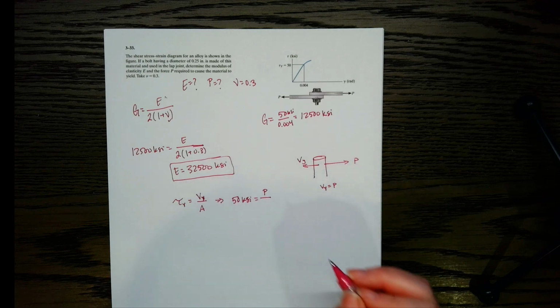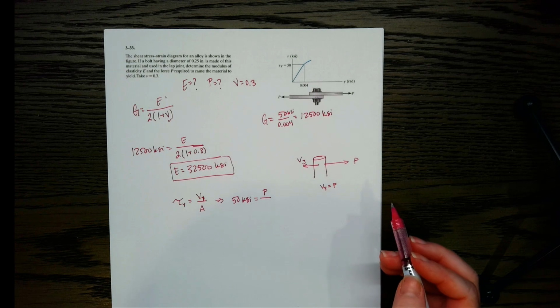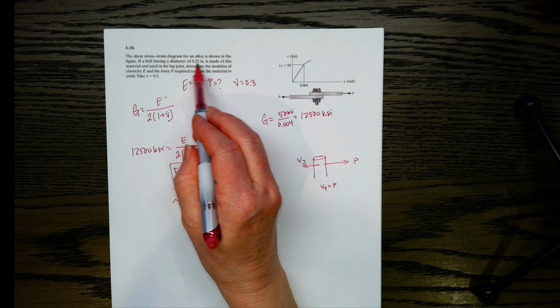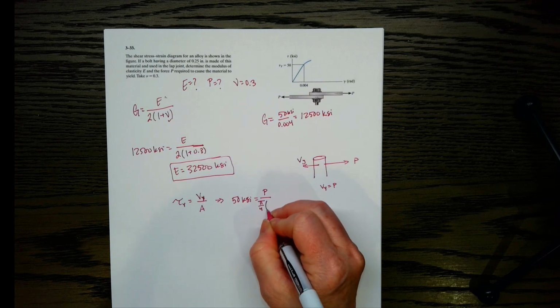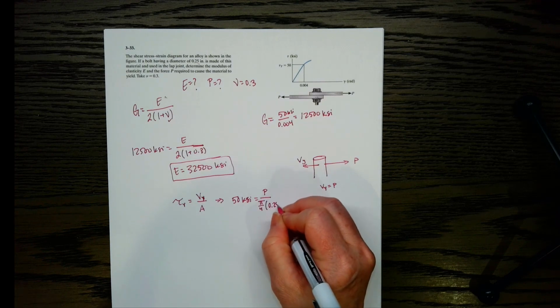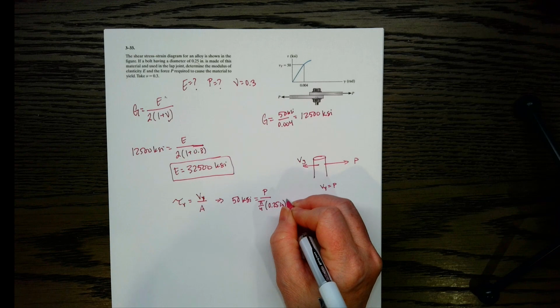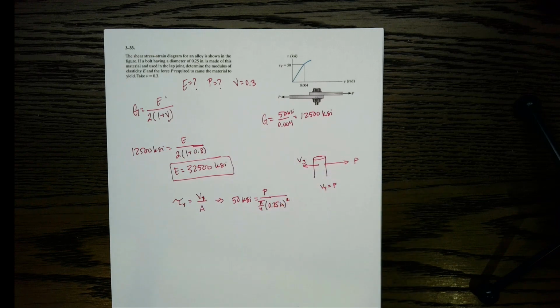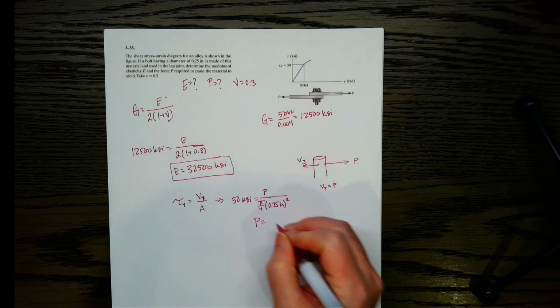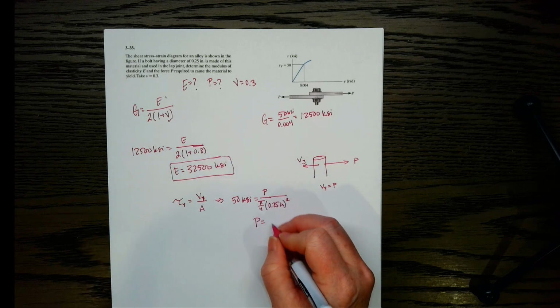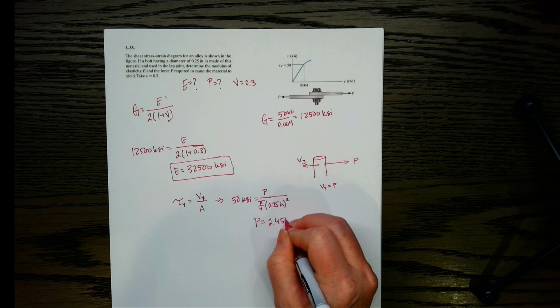And then the area, how do we find the area? Well, diameter was given, so we can use that. Our area would be pi over 4 times 0.25 inches squared. And again, we're using pi over 4 because this is diameter, not radius. So this leaves us with one equation, one unknown. We can solve for P. We get 2.454 kip.